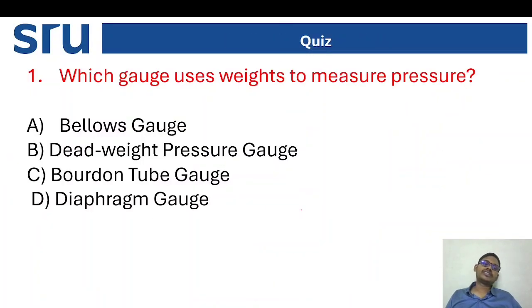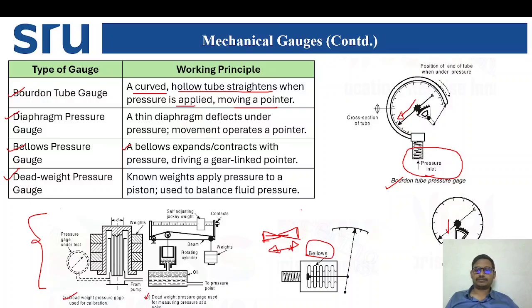So just have a quiz and we will see our performance. Which gauge uses weights to measure pressure? Bellows, deadweight pressure gauge, Bourdon tube gauge, or diaphragm. So mark your answer. Again I am telling, take your time. Which gauge uses weights to measure pressure?